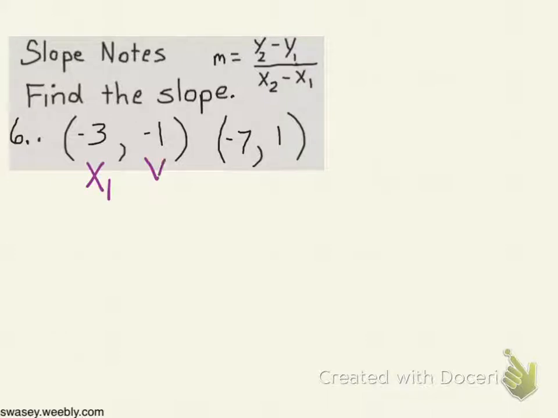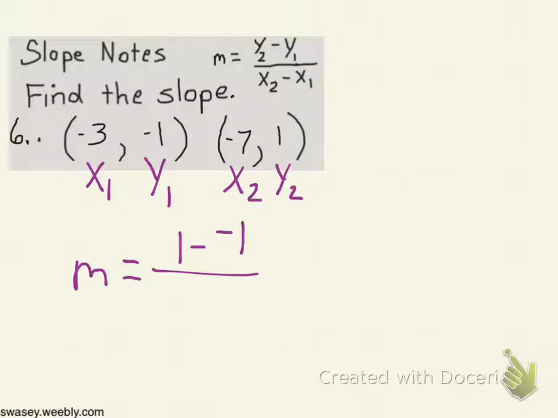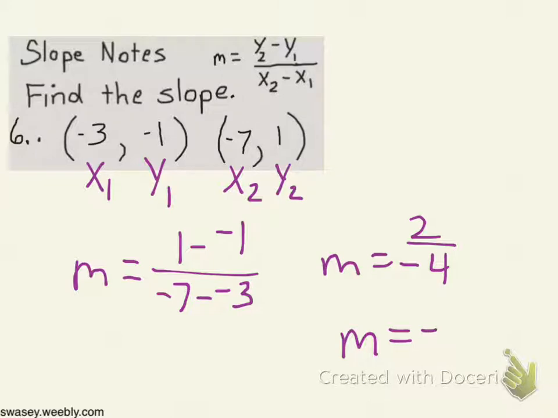Again, we'll label our points and then substitute into that slope formula. So we have 1 minus a negative 1 on top, or 1 plus 1, which will give us 2. And then on the bottom, negative 3 minus a negative 3. So we get 2 over negative 4. If you divide both of them by 2, you get negative 1/2. Final answer is negative. You typically see that out to the side.